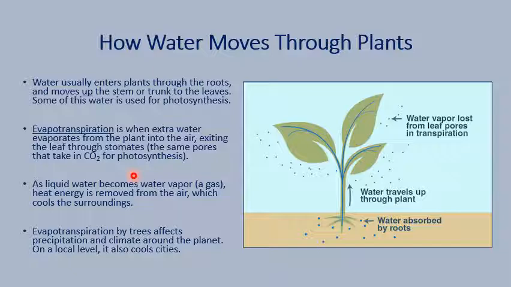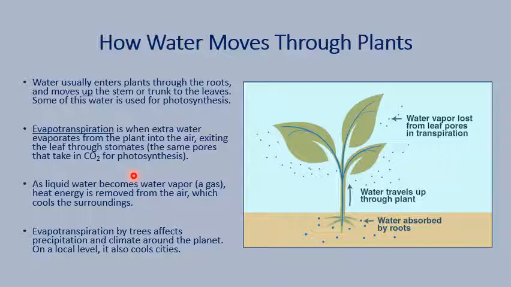As the water departs from the leaf, it's transformed from liquid water into gas, water vapor. That transformation requires an input of heat energy to make it happen. And that heat energy comes out of the surrounding air and in the process cools the surrounding air. So evapotranspiration cools the local region that's right around a tree or a plant.